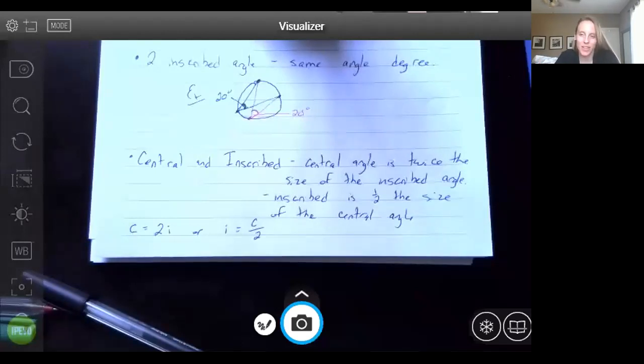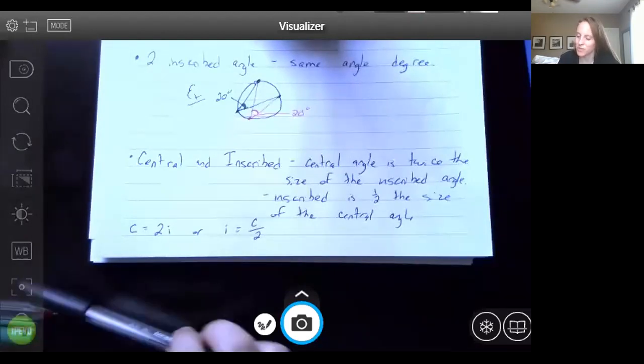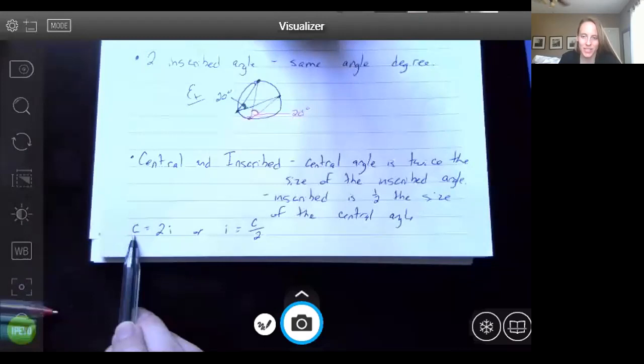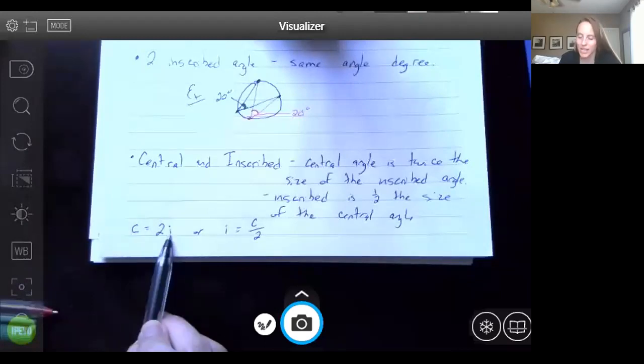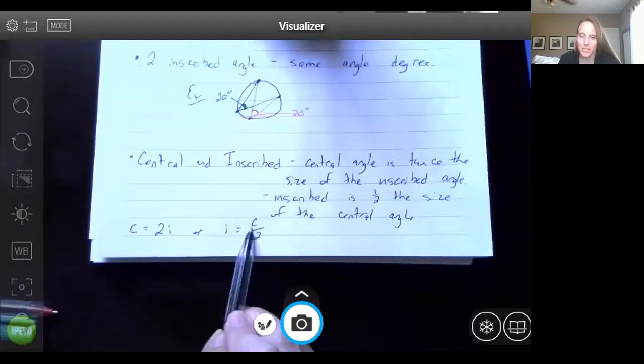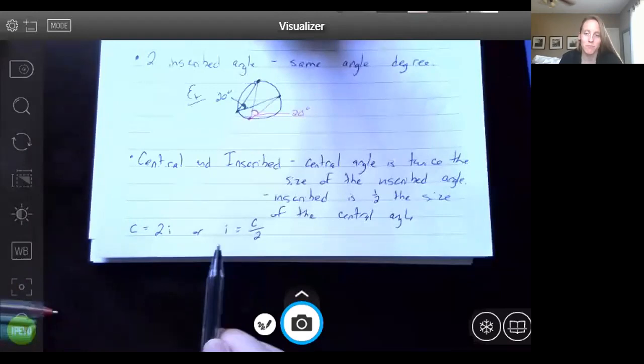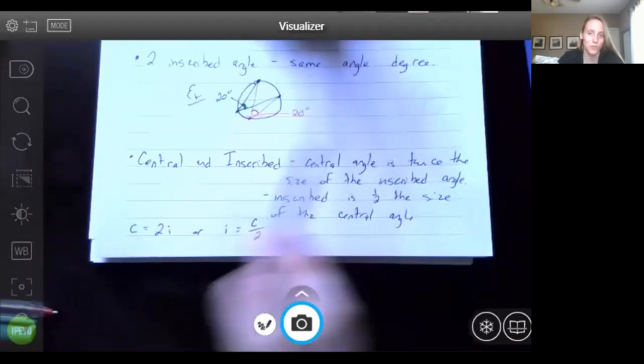So a central angle will always have an angle that is twice the size of the inscribed angle. Another way of saying that is that the inscribed angle will be half the size of the central angle. So you might remember that as the central is 2 times the inscribed, or the inscribed is the central angle divided by 2. Just so you know, these are not formulas that you will get, so you do have to memorize this kind of rule.